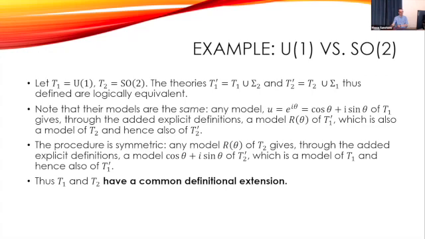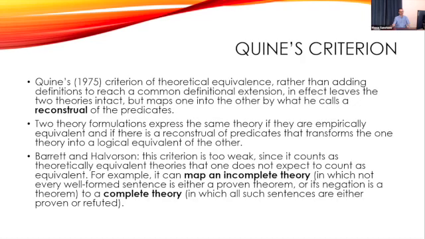Now their models are the same because any model U, a complex number on the unit circle in T1, gives through these added definitions a model of SO2, and likewise in the other direction. So the procedure is symmetric. And so T1 and T2 have a common definitional extension. Through this kind of procedure, the natural notion of isomorphism that we would expect for U1 and SO2 in mathematics, if we had a formal language for this example, we could make precise using definitional extension, and then we get the equivalence we want. So this is basically the program of Barrett and Halvorson.